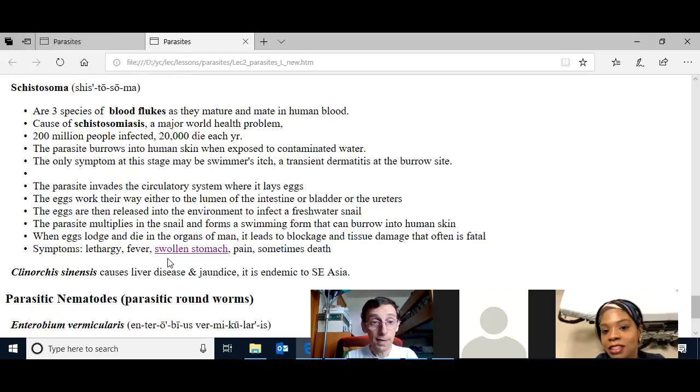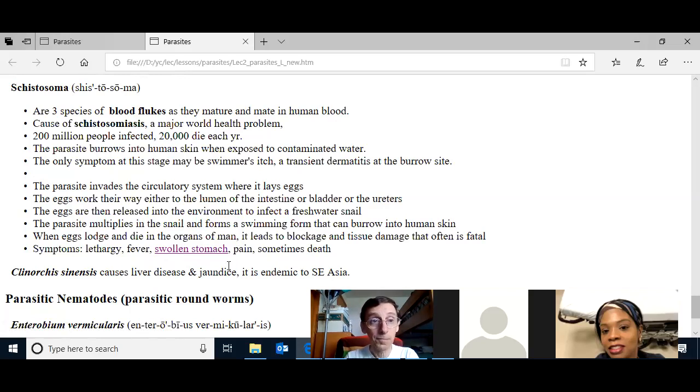Okay? The eggs being in the blood is actually a bad thing. They can lodge, and the eggs can then die in the blood and then lead to blockage and tissue damage. And sometimes it's fatal. Any question about that?